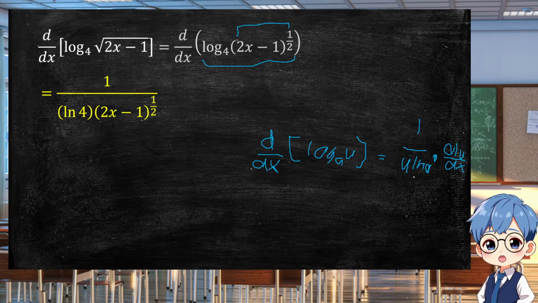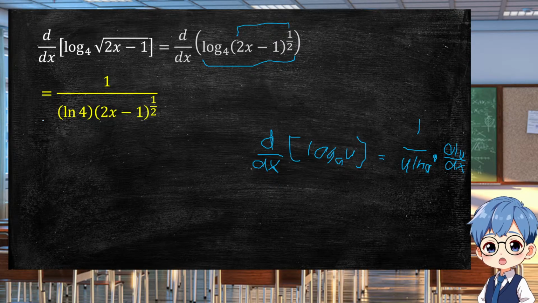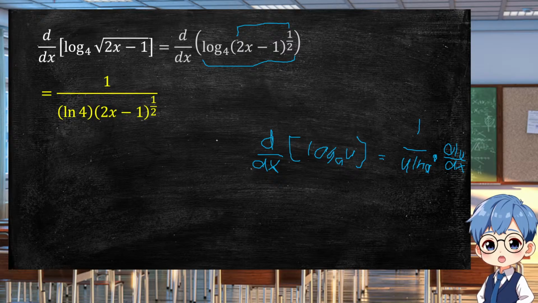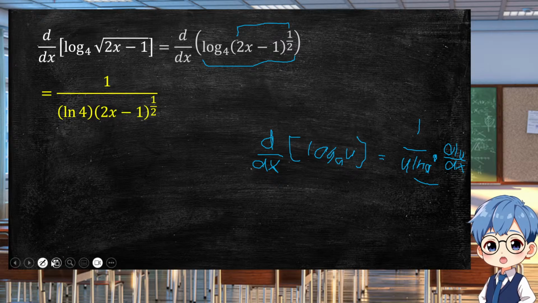So that's why we have here 1 over ln of 4. By the way, I wrote ln of a first again because this is a constant. So we have ln of 4, which is this part here. Then we have our u, which is 2x minus 1 raised to the power of 1 half. Okay?